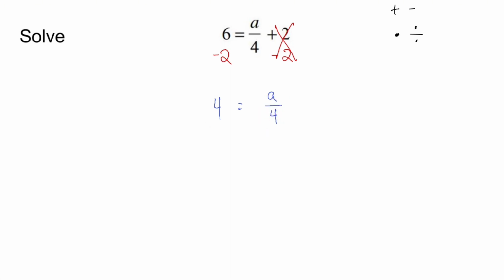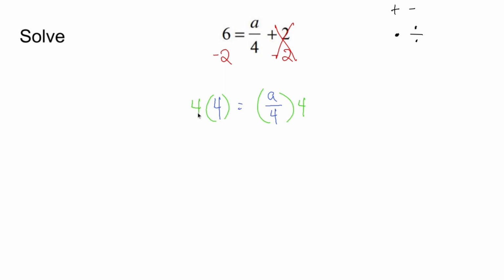Now, a is not by itself yet because divided by 4 is in the way. How do you get rid of divided by 4? Do the inverse of divided by 4, and that's multiply 4 to both sides. So I wrap both sides in parentheses, like so.